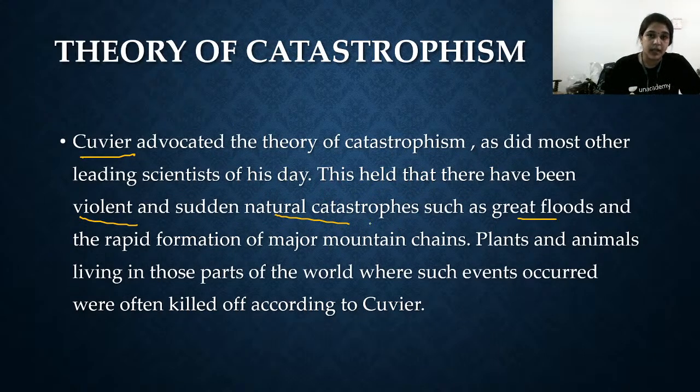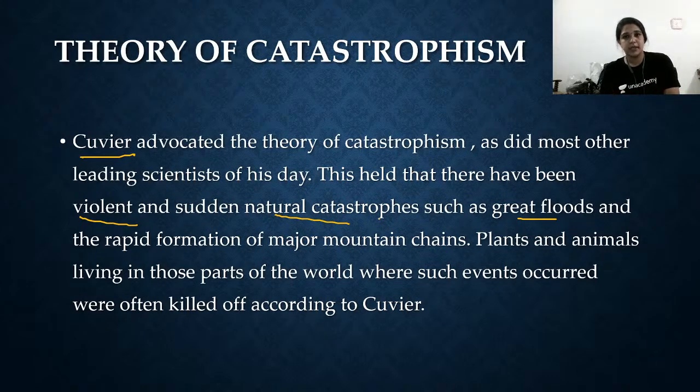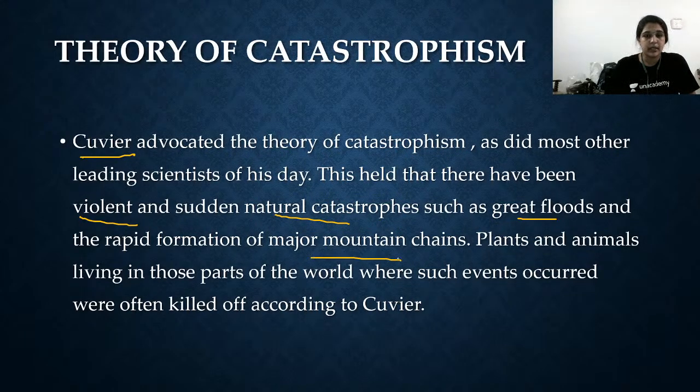Even when we talk about dinosaurs, how did dinosaurs become extinct? Suddenly a meteor fell, and every organism got destroyed, and again new organisms started generating. That is something like catastrophism. Great floods, rapid formation of major mountain chains: plants and animals living in those worlds where such events occurred were often killed, according to Cuvier. And then new organisms started generating.